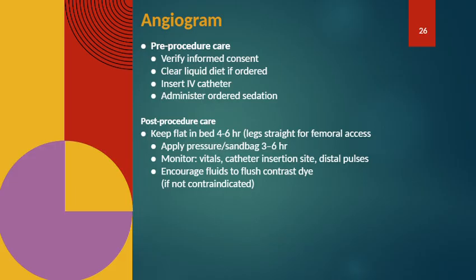We must assess the catheter insertion site for bleeding, swelling, or a new hematoma. We also check circulation below the insertion site. This includes pulses, skin temperature, color, and sensation in the affected extremity to identify compromised blood flow. This is especially important with femoral access.